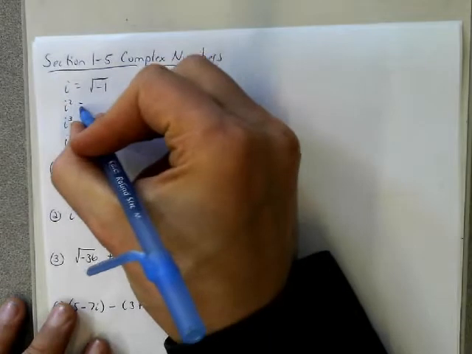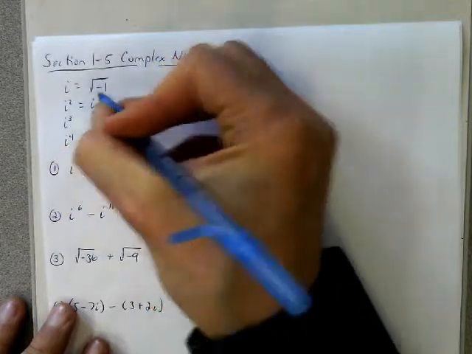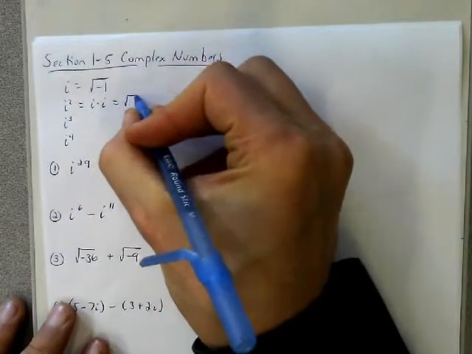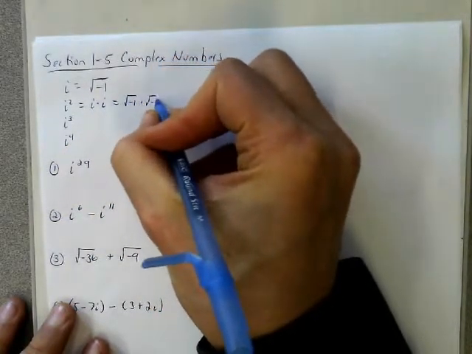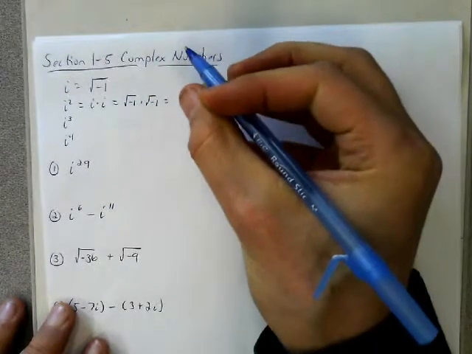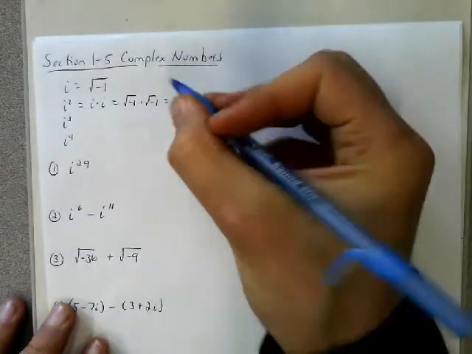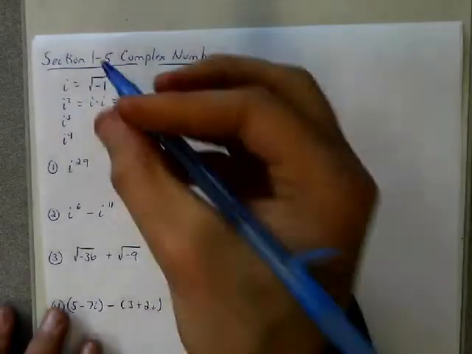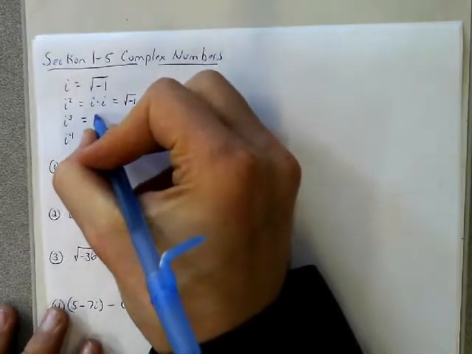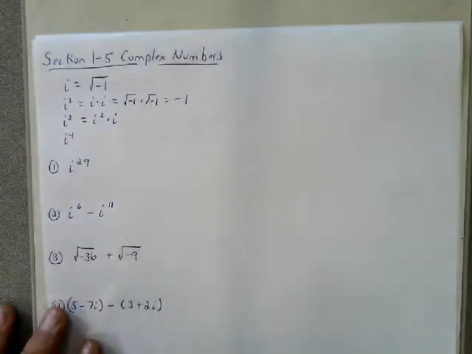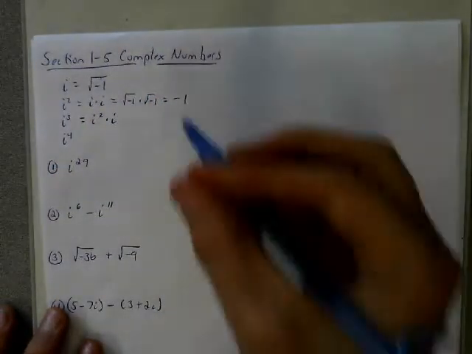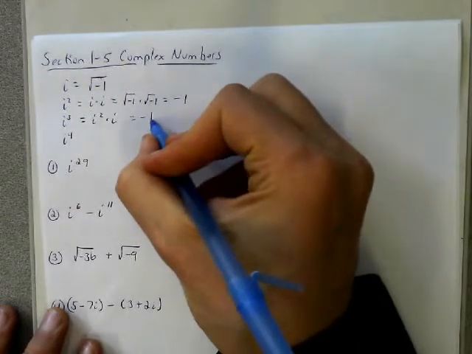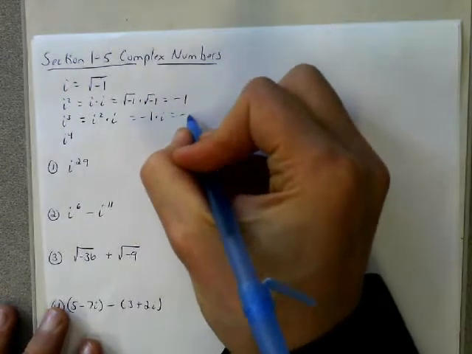i squared is equal to i times i, and therefore is equal to the square root of negative 1 times the square root of negative 1, which is basically just negative 1. i cubed is equal to i squared times i, and therefore if i squared is equal to negative 1, we end up getting negative i.